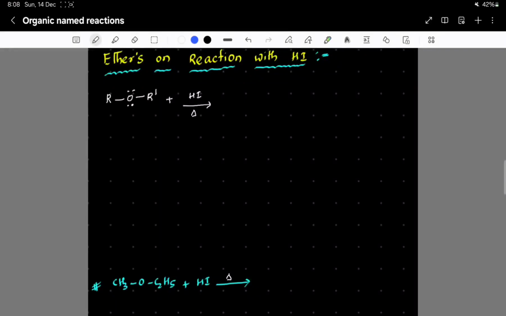So today, students, we will discuss a complete lecture on ethers on reaction with HI. This is a very important topic for JEE Mains as well as NEET examination point of view, and also for boards. This is a very important reaction, students. I will cover all the models of reaction with HI, then you will get perfect knowledge regarding ethers on reaction with HI, right? Okay. Now we will start the lecture, students.